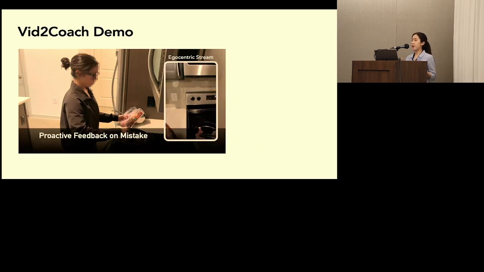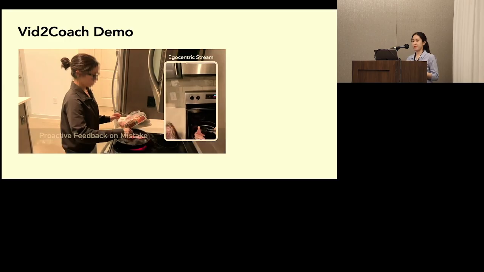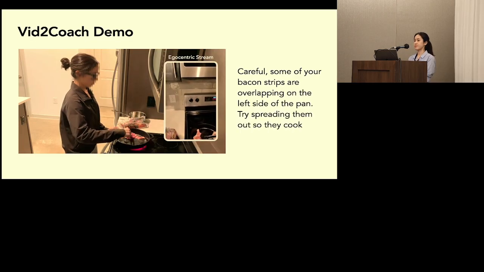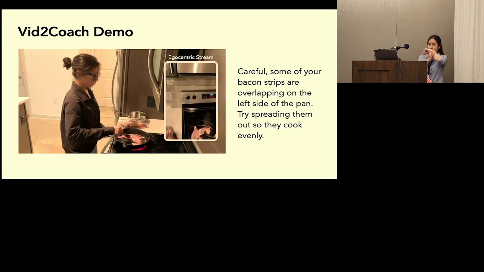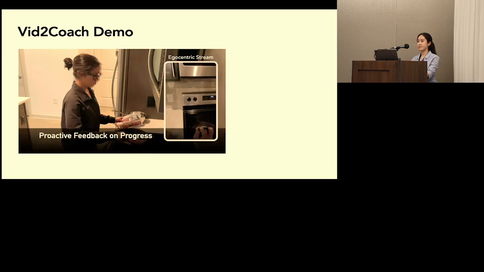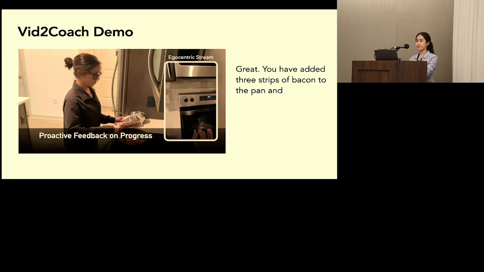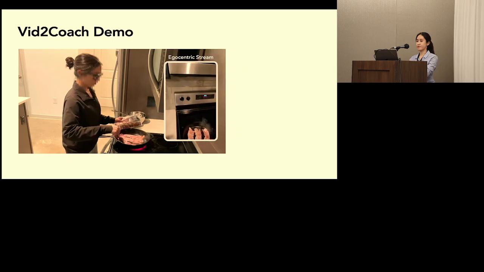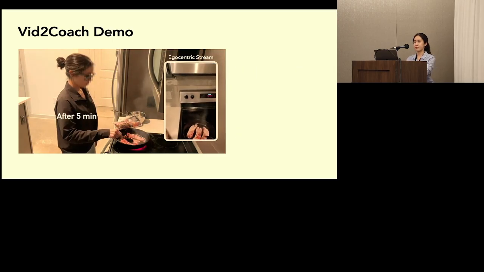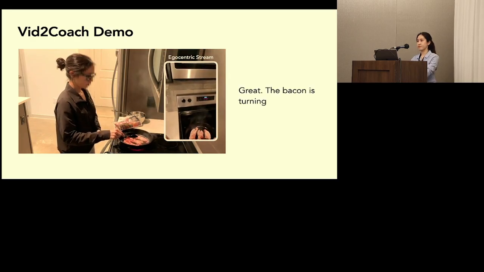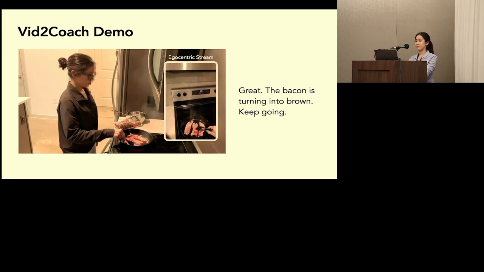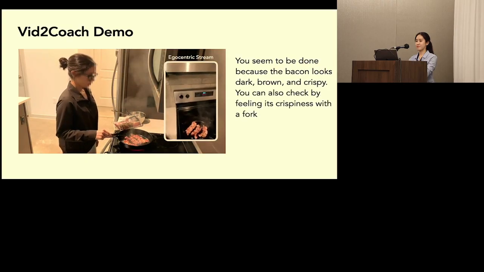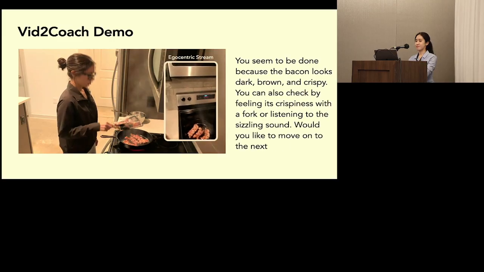And it can also provide proactive feedback. Careful, some of your bacon strips are overlapping on the left side of the pan. Try spreading them out so they cook evenly. Great, you have added 3 strips of bacon to the pan, and they are not overlapping. The bacon is still primarily in pink color, so keep going. Great, the bacon is turning into brown. Keep going. You seem to be done, because the bacon looks dark brown and crispy. You can also check by feeling its crispiness with a fork, or listening to the sizzling sound. Would you like to move on to the next step?